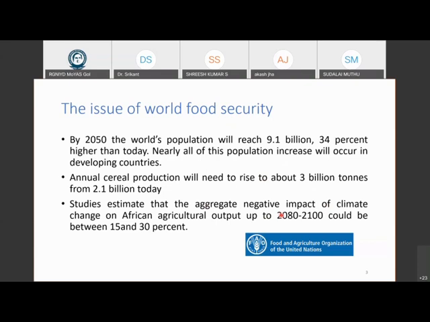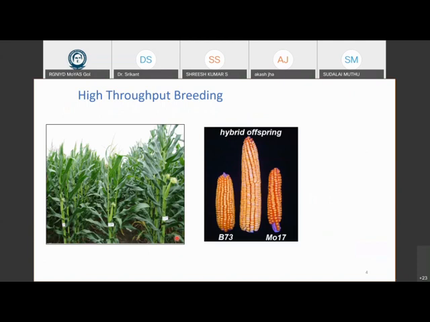Studies estimate that the aggregate negative impact of climate change, because of the changing global climate patterns, on African agricultural output could be between 15 and 30%. So population is increasing, and the increase is going to happen mostly in developing countries. We need to increase food production. And yet at the same time, we have been informed that the effect of climate change in recent times is to reduce the agricultural output. So this is a serious issue of world food security. And we have to see how we can apply the knowledge of engineering and data sciences to improve this.